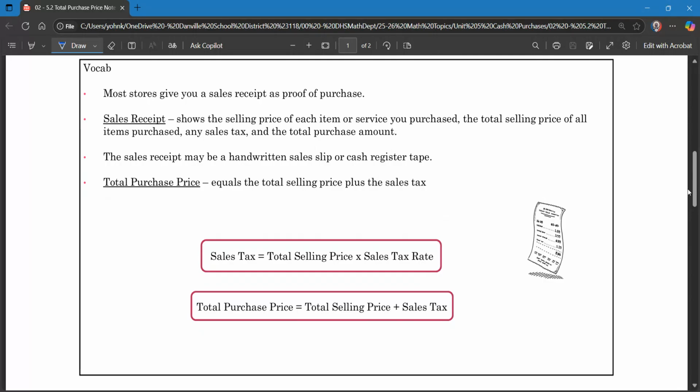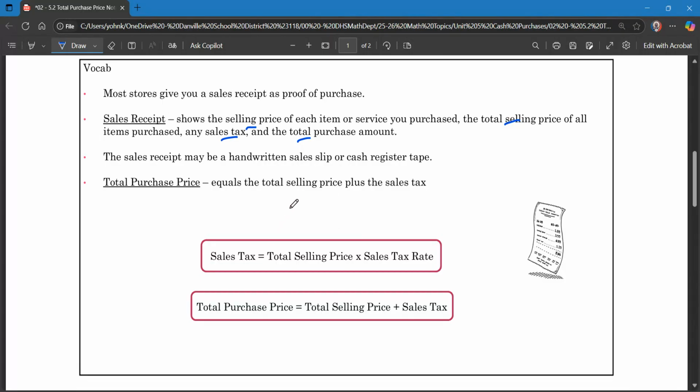In fact, there's some places that if they don't give you a receipt, they have to give you something free. Usually it's in like drive-thrus or something. And so the sales receipt shows the selling price of each item or service you purchased, the total of the selling price of all the items you purchased, any sales tax, and the total purchase amount. So it shows a whole bunch of different things.